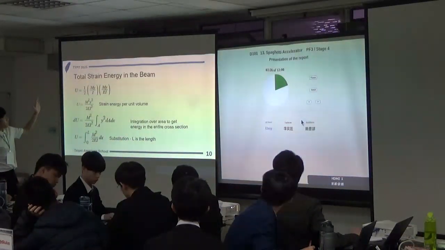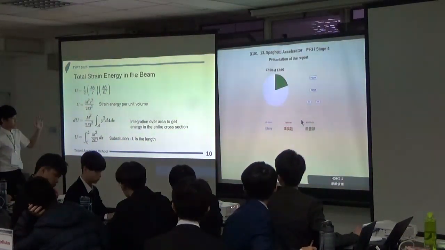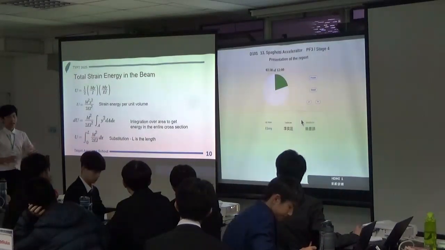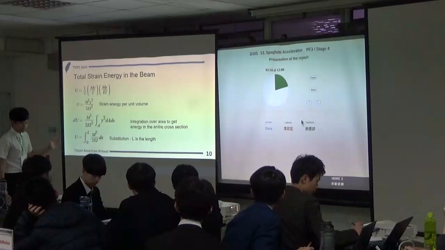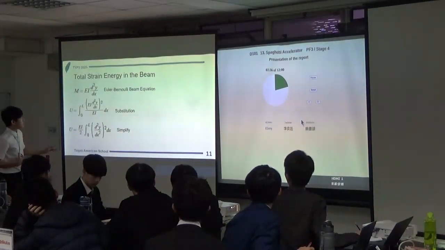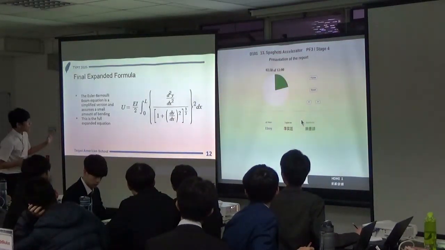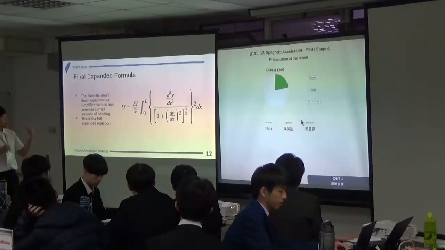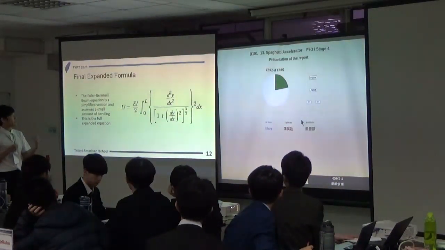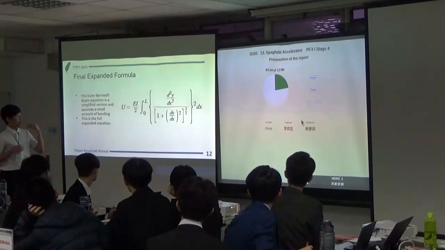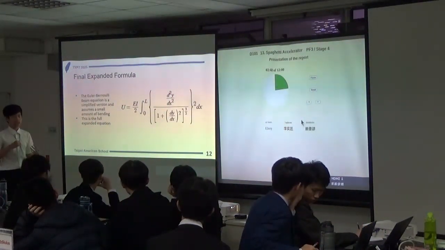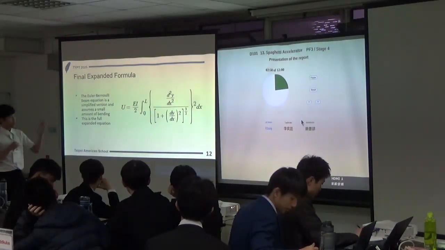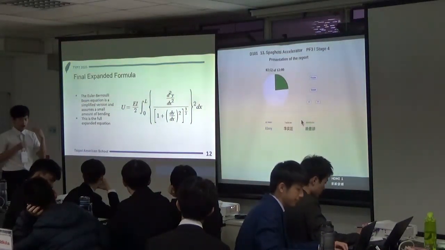So here we substitute it in and integrate it over the area to get the energy in the entire cross section, and to get this model for the energy. That model used the Euler-Bernoulli beam equation, which is a simplified version of it, and it assumes a small amount of bending. Now we believe that we shouldn't have this assumption, so this is the full expanded equation for our model.